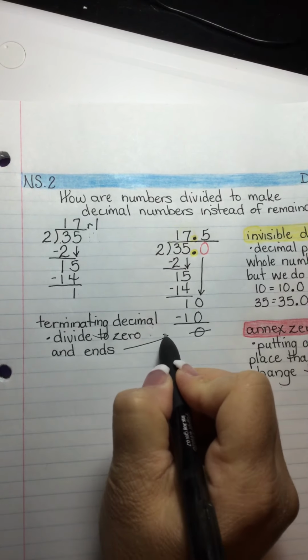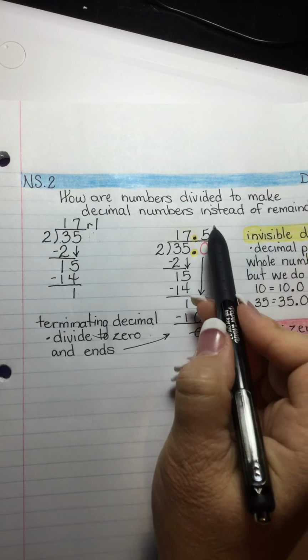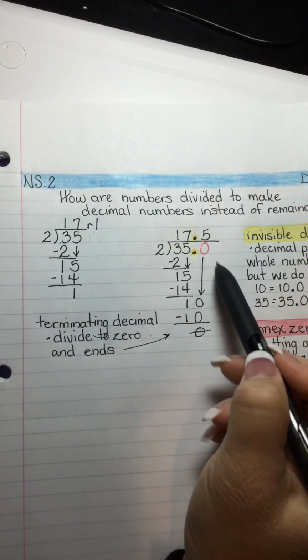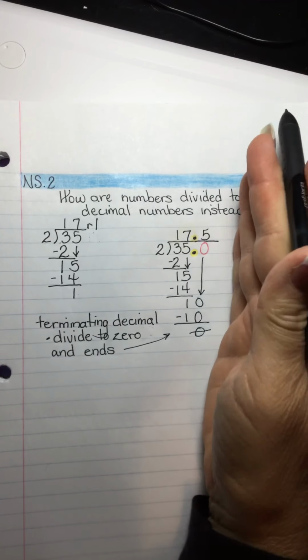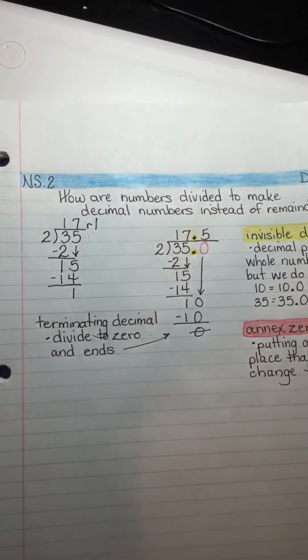So that's what happened there. We got to 0, it ended. We didn't have to annex any more zeros. It finally stopped. There was nothing else for us to do. So that is called a terminating decimal.